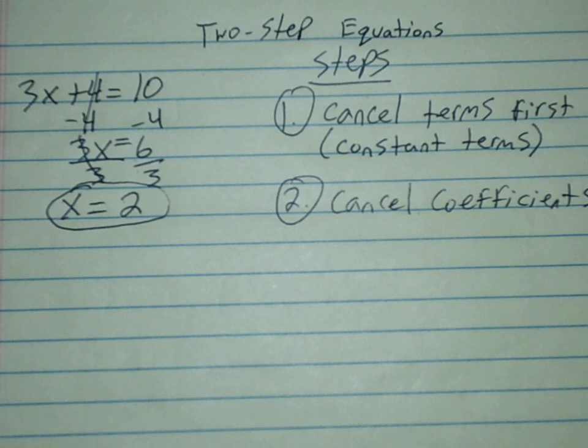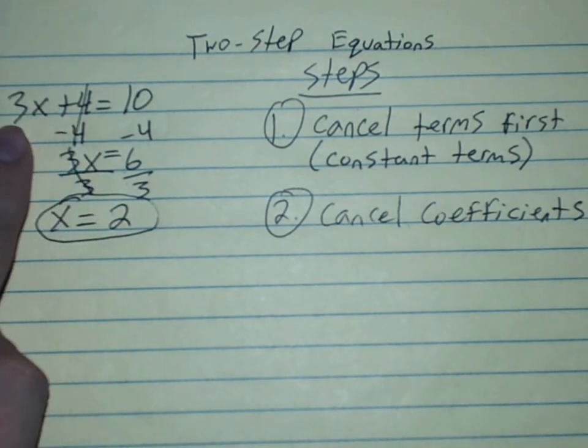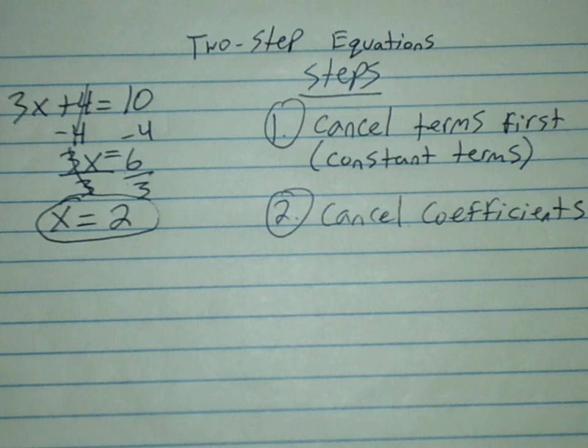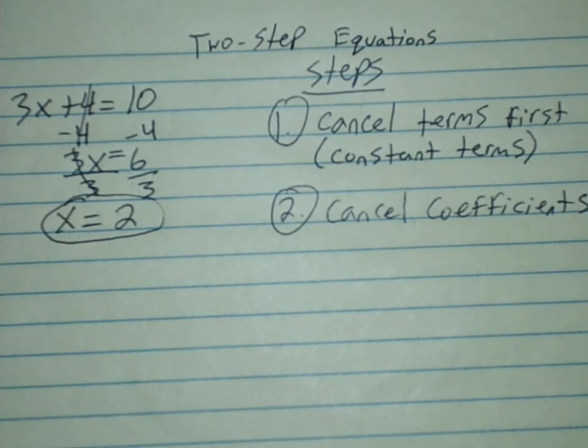So really, two-step equations are just doing one-step equations twice. Basically, you're removing the addition and subtraction first. Then you're getting rid of the number next to x. That's all you do. Alright? So I'll give you one more example. Okay?